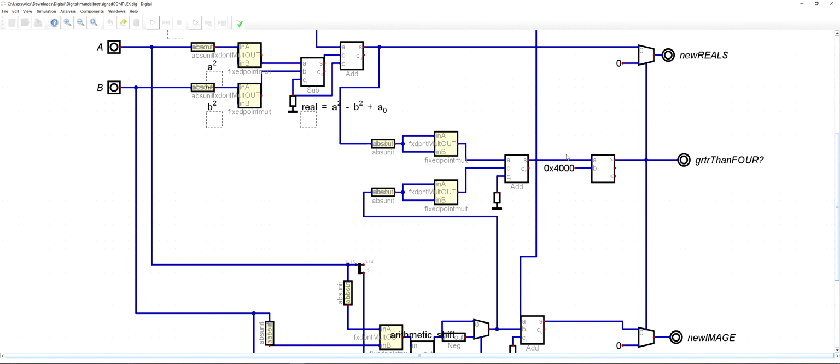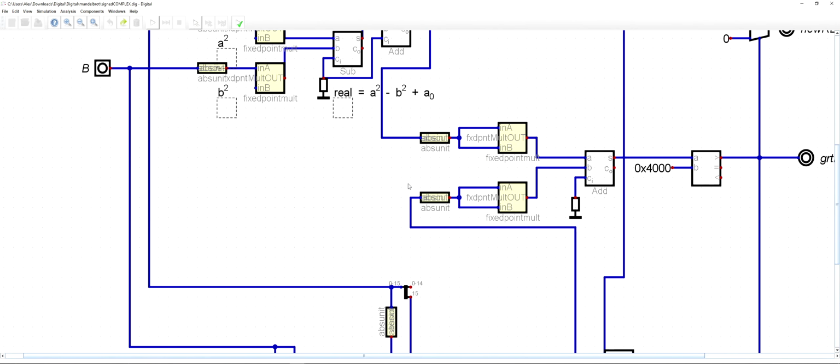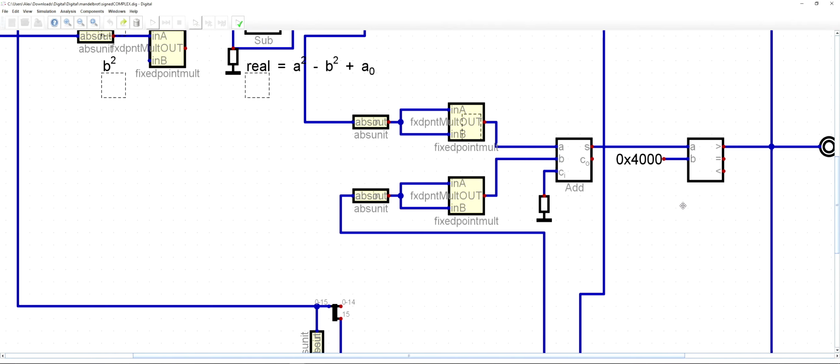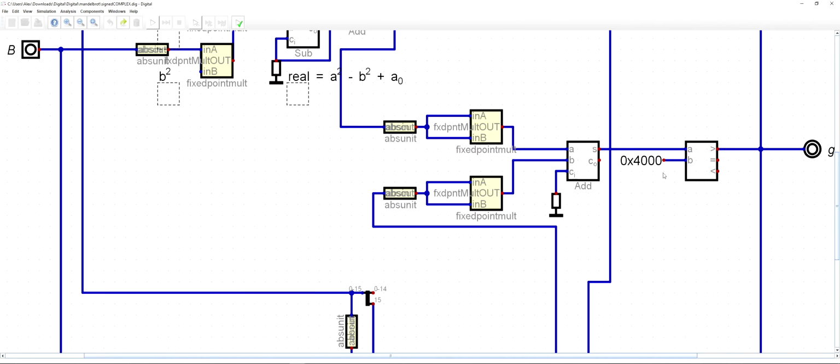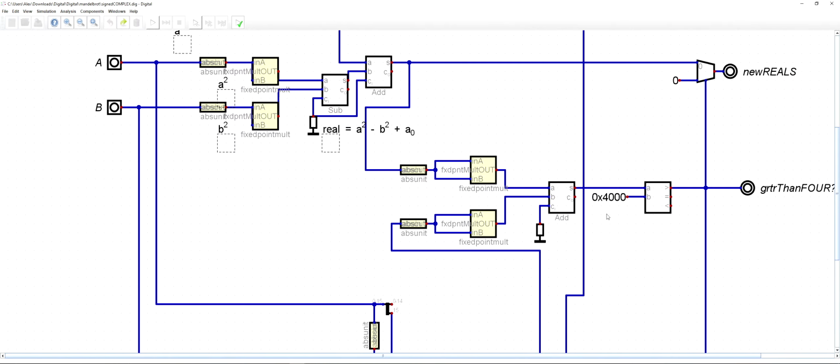And the way you compare is you take the output of b, you take the absolute value, and then you square it. And you do the same with a, and you take a squared plus b squared, and you check if that's greater than 4. Because ideally you want to check if the square root of a squared plus b squared is greater than 2. But if you just square both sides, you get a squared plus b squared greater than 4. So it's easier to do that than doing a square root, obviously. Just change the constant you're checking for.